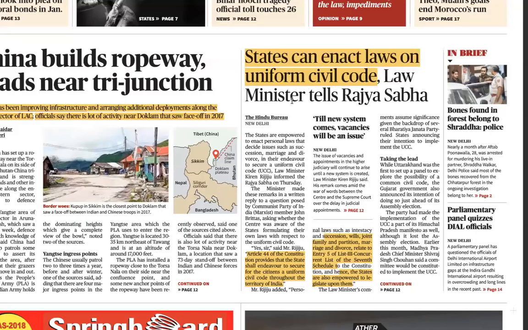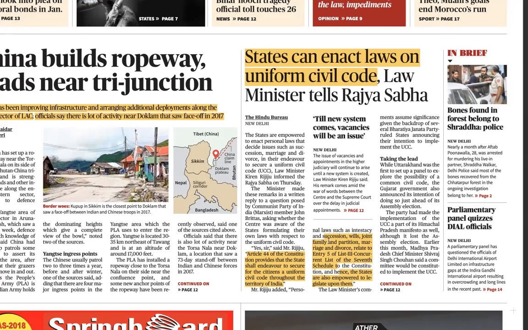And next we see that states can enact laws when it comes to the Uniform Civil Code, and Article 44 of the Constitution talks about it. It is part of the DPSPs, which is under Part 4 of the Constitution. Article 44 provides that the state shall endeavor to secure for the citizens, you need to be careful, it is citizens and not people of the country, or we can say residents of India, a uniform civil code throughout the territory of India.